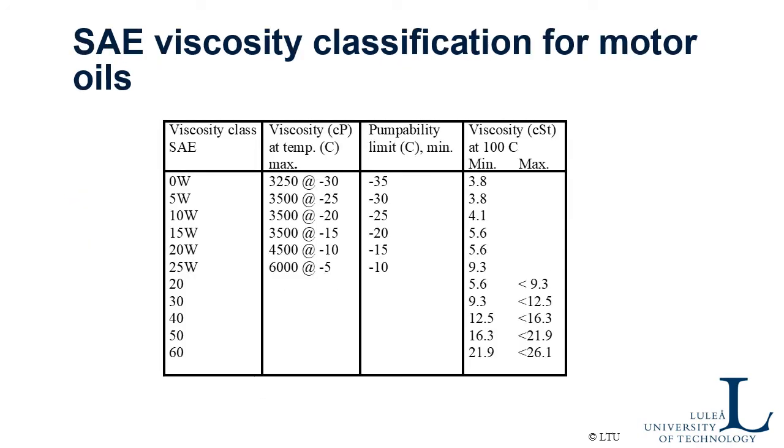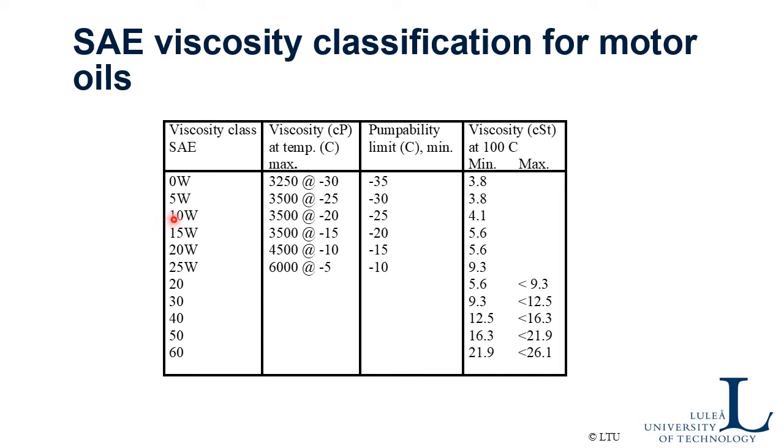Another classification system that can be good to know is the SAE viscosity classification for motor oils. You have probably seen on a motor oil can some kind of a number combination written on it, for example 10W40, where the first number tells you something about the viscosity under winter conditions, that's W for winter, and the other is for the summer conditions. So this is for multigrade oils.